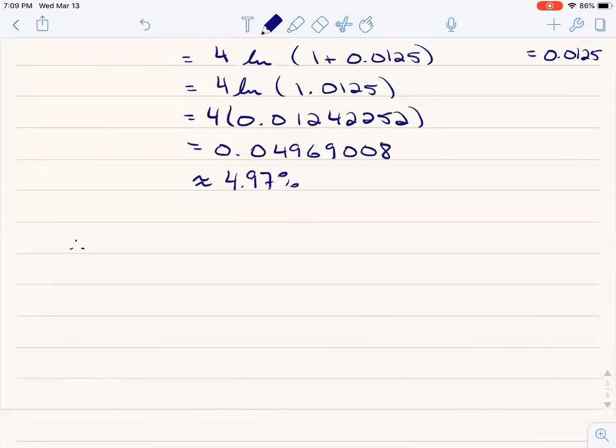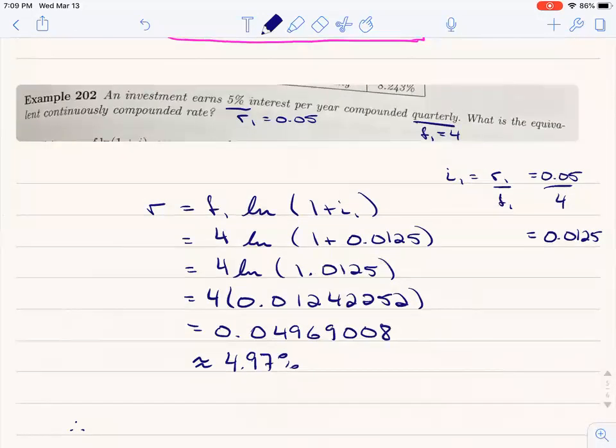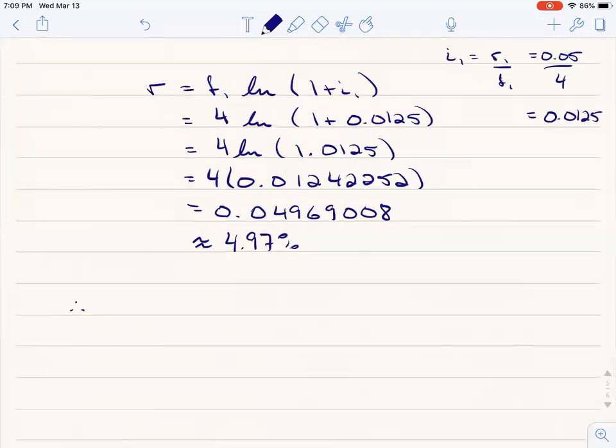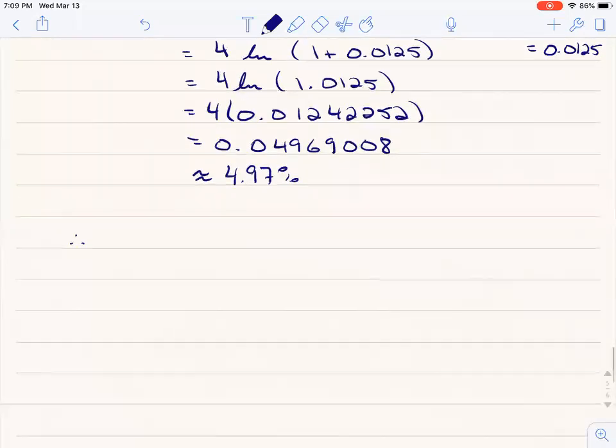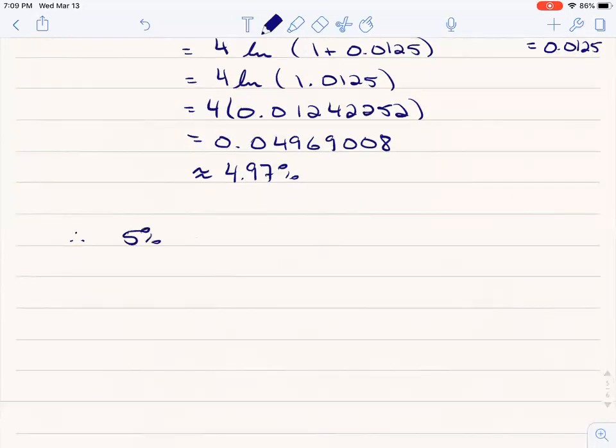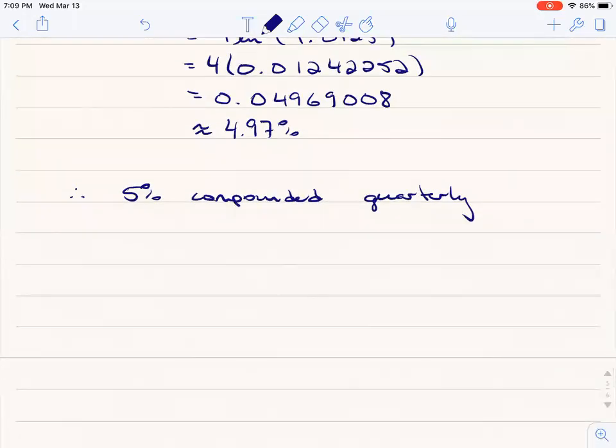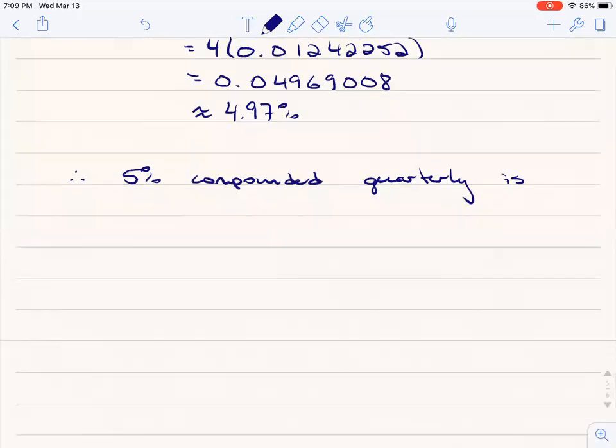So what are we saying then? Therefore, 5% compounded quarterly is equivalent to 4.97% compounded continuously.